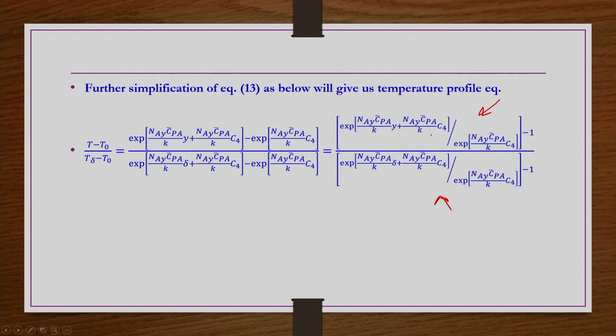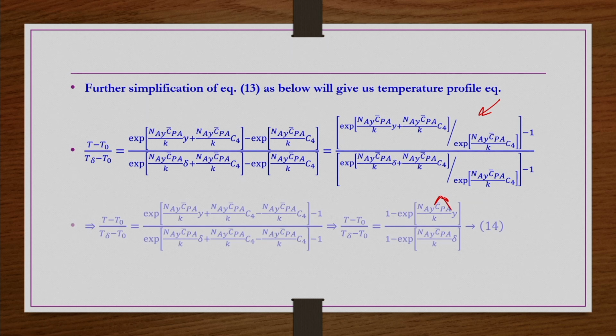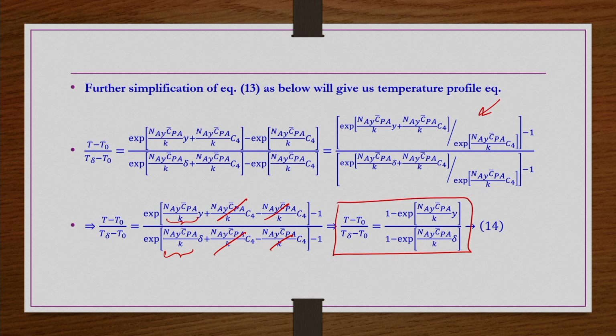Now, this is exponential of a by exponential of b form. So, we can write exponential of a minus b. So, then this would be cancelled out. So, in the exponential we will be having only one term, both in numerator and denominator terms. That we can write now, T minus T naught divided by T delta minus T naught is equal to 1 minus exponential of ṅ_A C_PA bar by k y divided by 1 minus exponential of ṅ_A C_PA bar by k delta. So, this is the temperature profile, right.